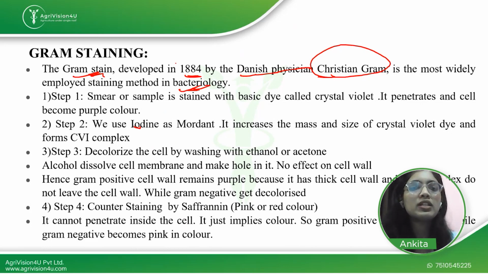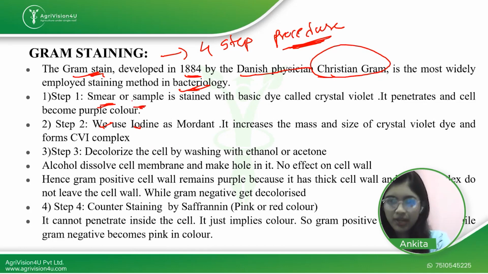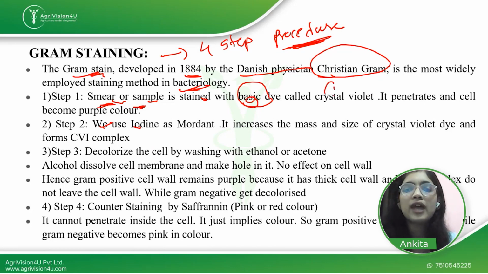Now this gram staining is a four-step procedure. In this four-step procedure, the first step is the smear, or the sample. The sample which you are going to take is known as the smear. The smear is stained by using a basic dye. Now which basic dye is used here? The first dye which you are going to use is crystal violet, CV. Crystal violet will penetrate and the cell becomes purple in color.